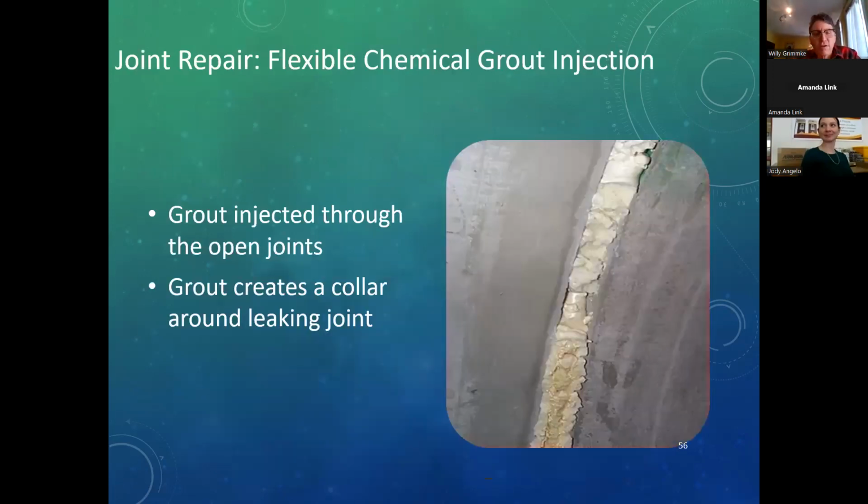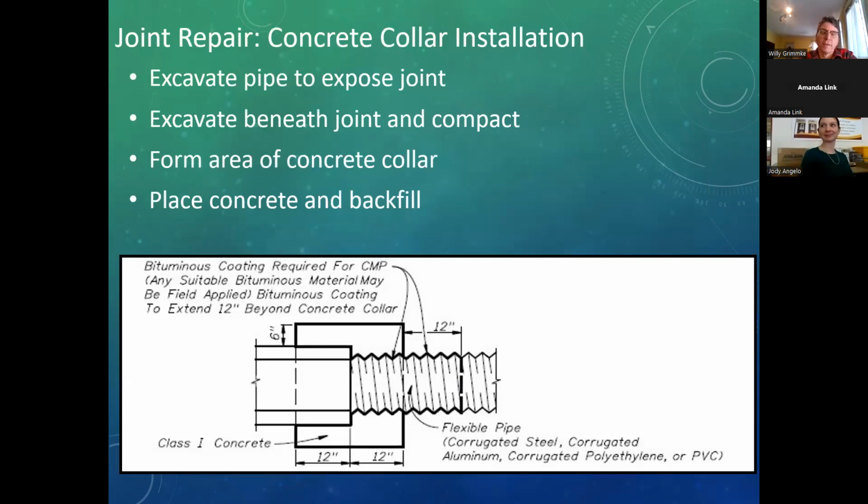Flexible chemical grout injection, it's injected through the joints or sometimes injected from the surface down into the joints, and it creates a collar around the leaking joint. And I have seen this used, and it will close the joint and keep material from coming through.